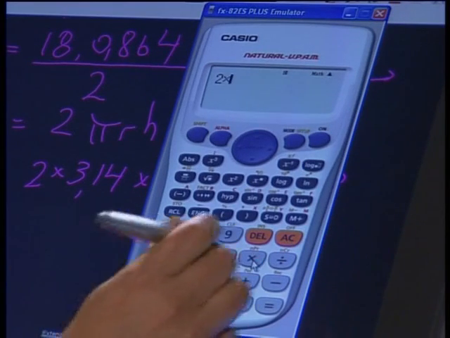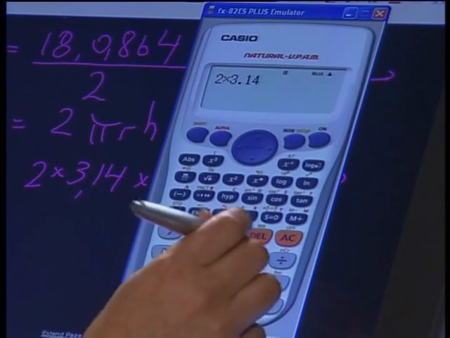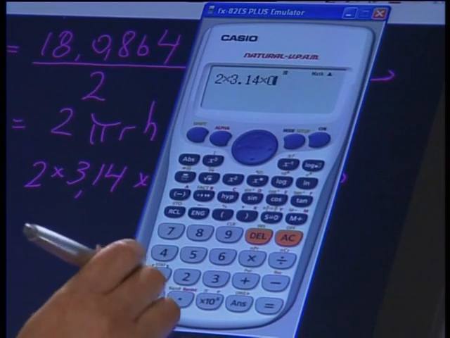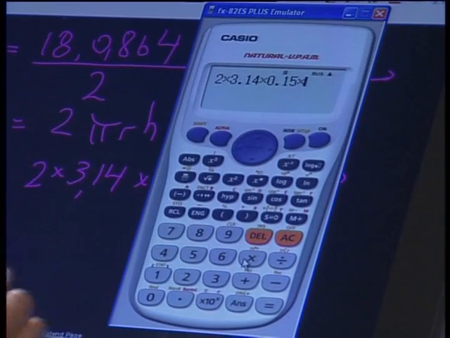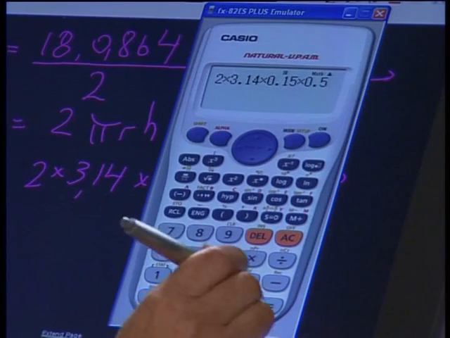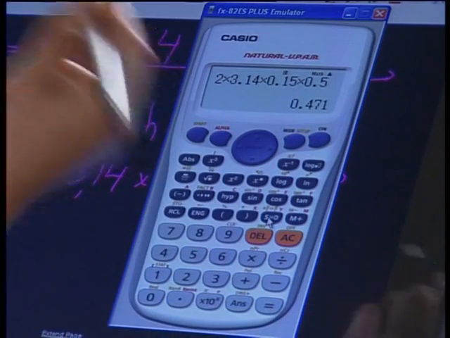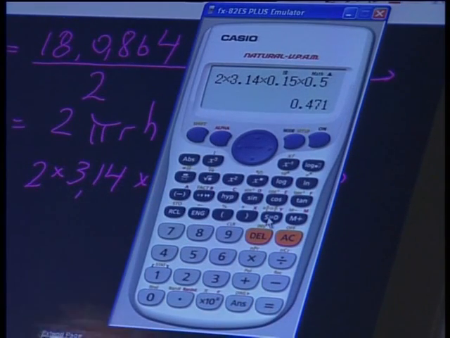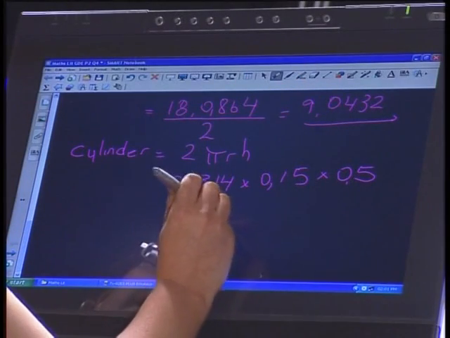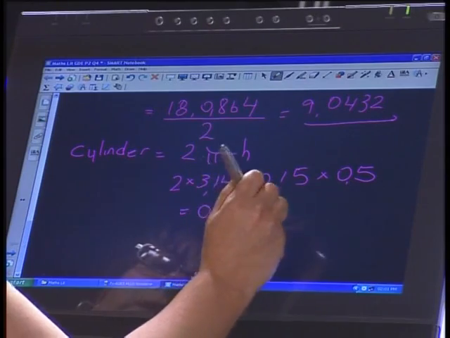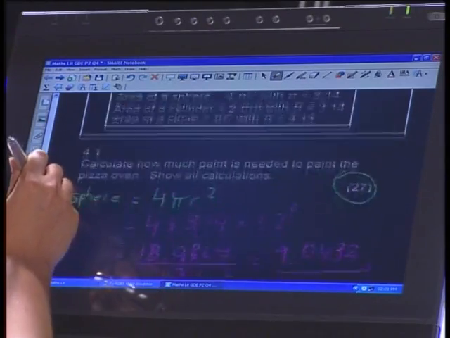So I've got 2 times pi times my radius times my height. What was that height? It was 0,5. And I get an answer of 0,471. Perfect. So you're on track there. So let's write in our answer here: 0,471. Right, what's the next step that we need?